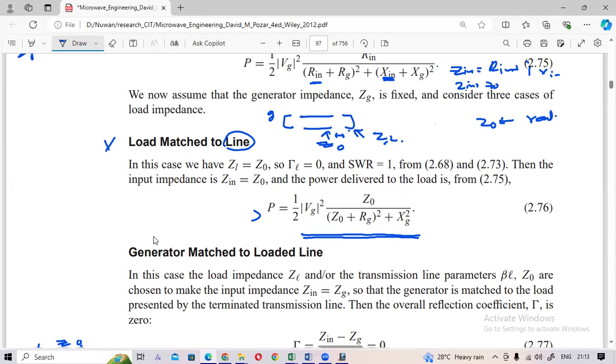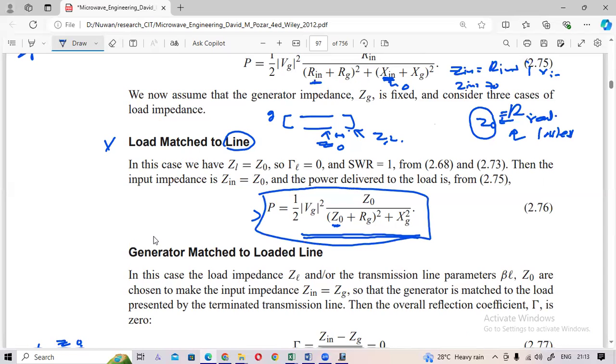We have taught this. For the lossless line, we consider this Z naught as a real value, so there is no imaginary part. If there is an imaginary part, it is a lossy line. For a lossless line, Z naught is always a real value, so this X in will be 0. R in will be equal to Z naught, and X in will be 0. So you will get this equation. From this one, you can get this equation. So this is the power.